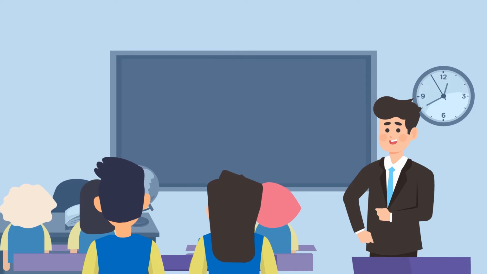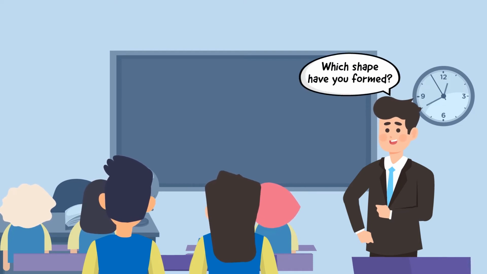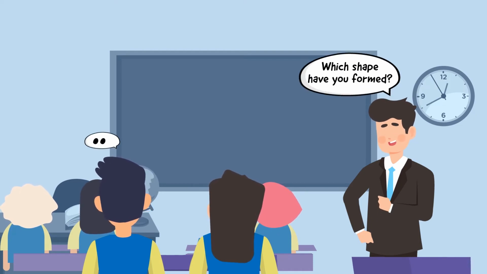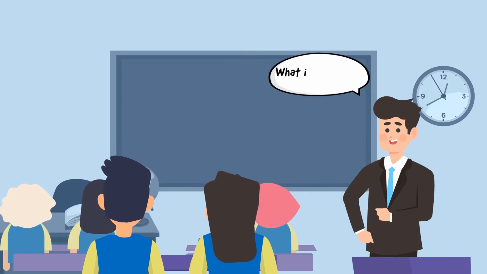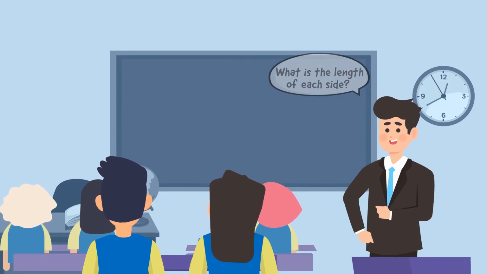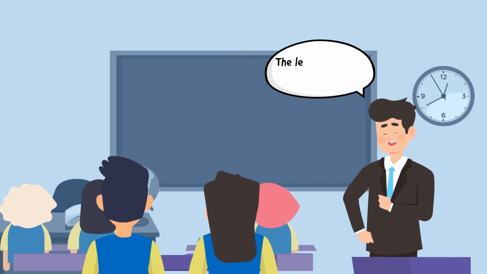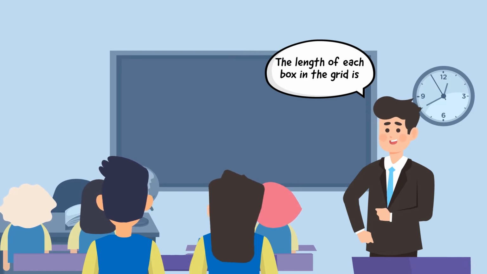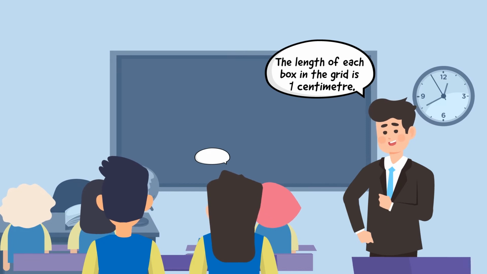Start by asking, which shape have you formed? Let the students respond. Now ask them, what is the length of each side? Don't forget to mention that the length of each box is equal to 1 centimeter. Accept all the possible responses.